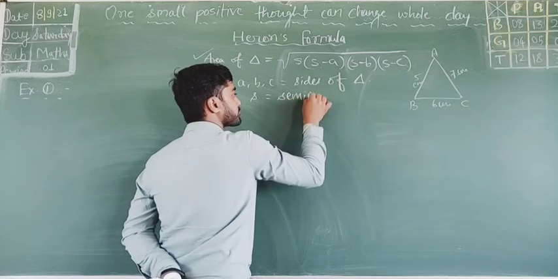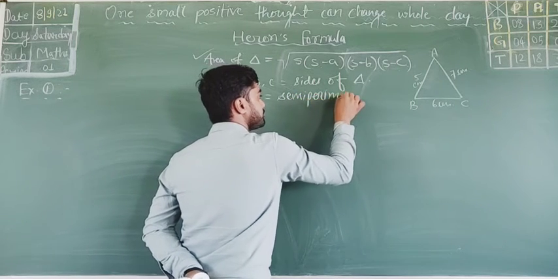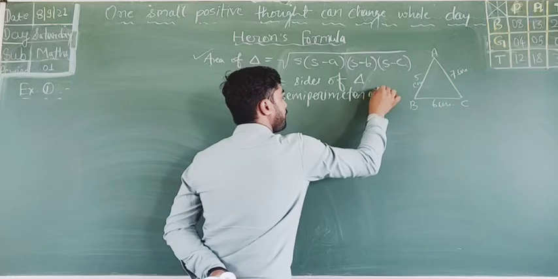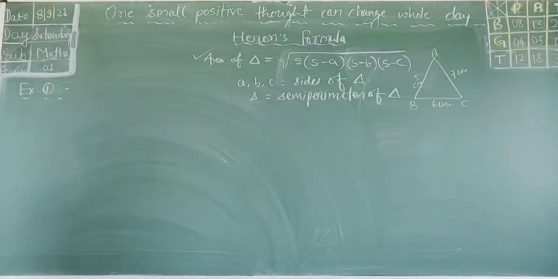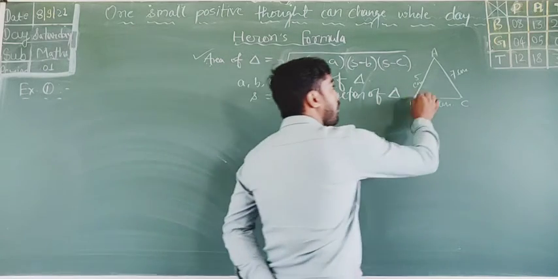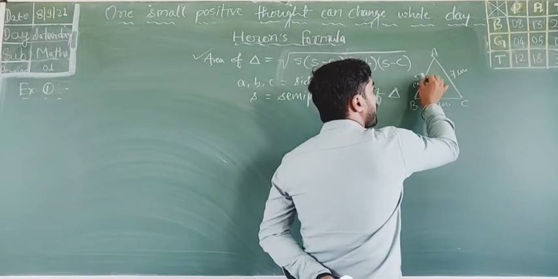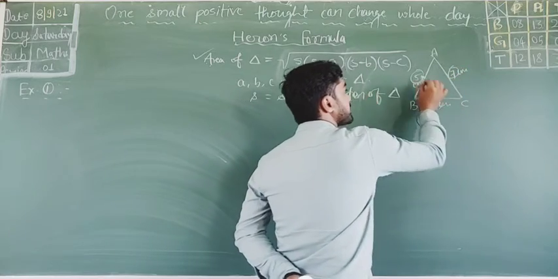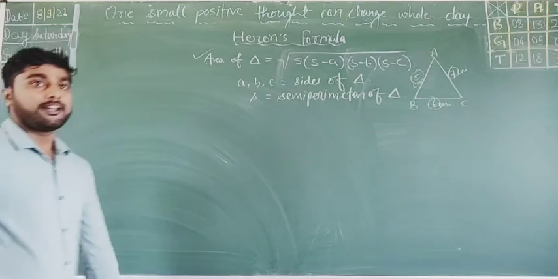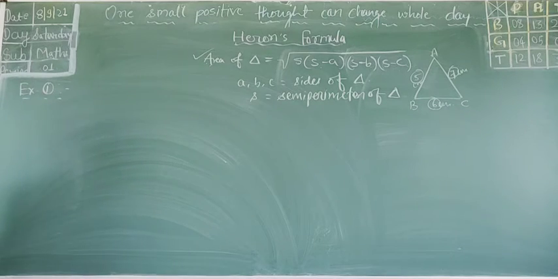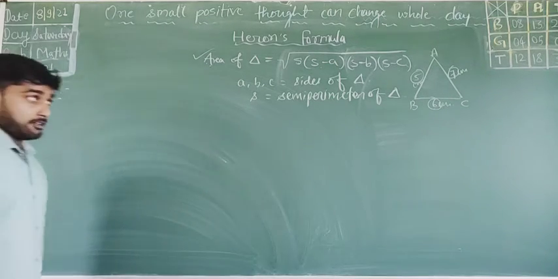semi perimeter of the triangle. So what is semi perimeter? Firstly you have to understand what perimeter is. Perimeter is the total length of the given sides. So you have to add 5 plus 7 plus 6. So 5 plus 7 is 12, 12 plus 6 is 18. So 18 is the perimeter of that triangle.